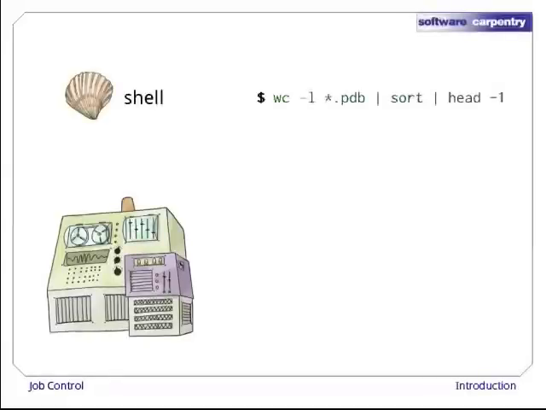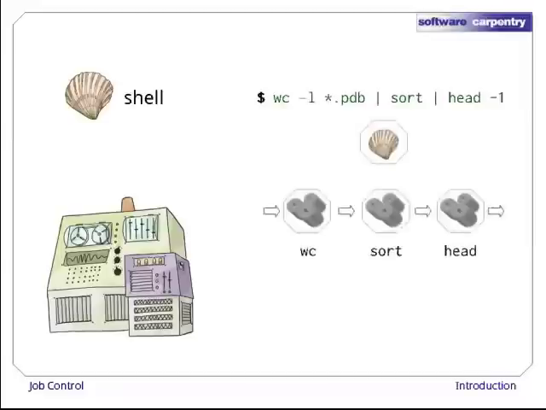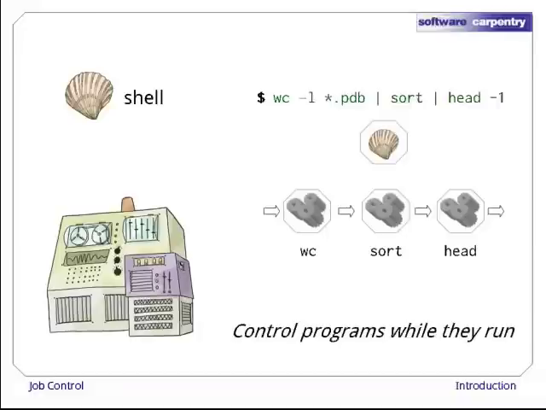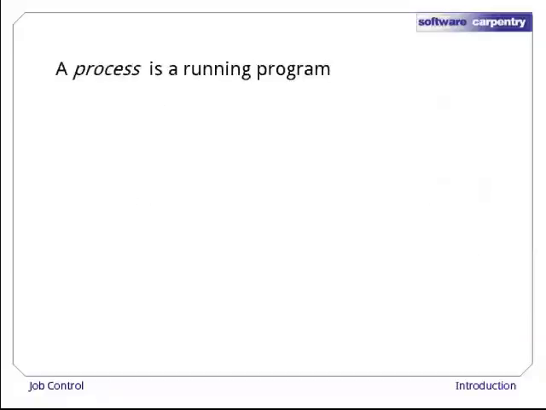We've seen how to use pipes to combine programs, which tells the shell to use the output of one as the input of the next. What we'll look at in this episode is how to control programs once they're running. What we really mean by that is how to control processes. A process is just a running program.